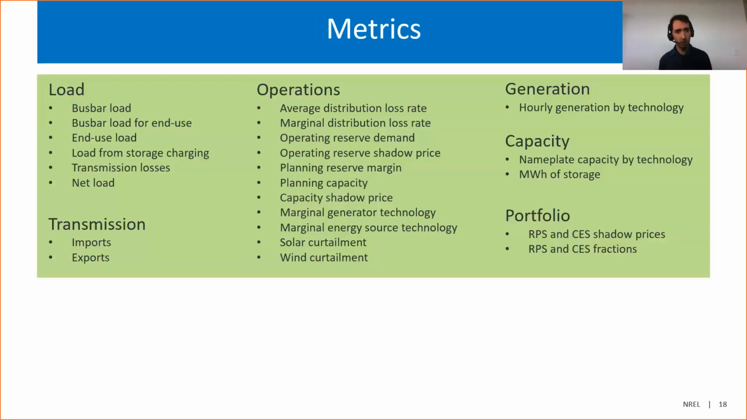This chunk here, you could broadly categorize as operational metrics. There are different descriptions of the load and the transmission. There's stuff about distribution losses, operating reserves, a bunch of little things like that, how much curtailment is happening from wind and solar, and what technologies are on the margin at each point in time. Also things like hourly generation by technology and how much of the technology there is, all that kind of stuff.